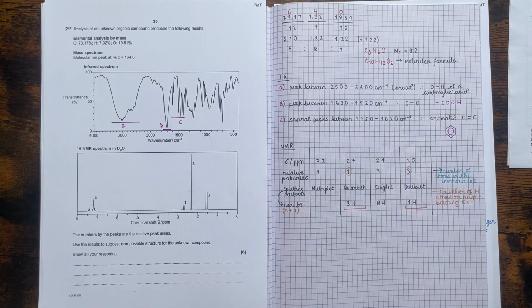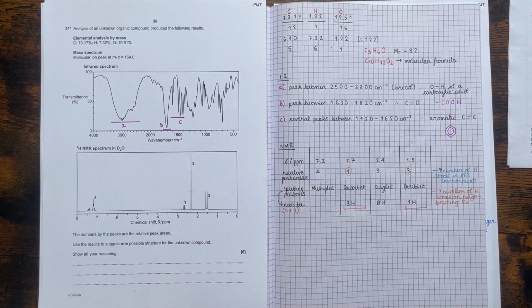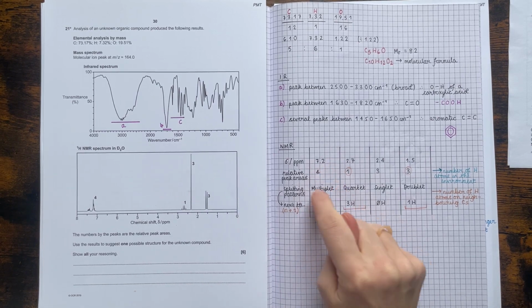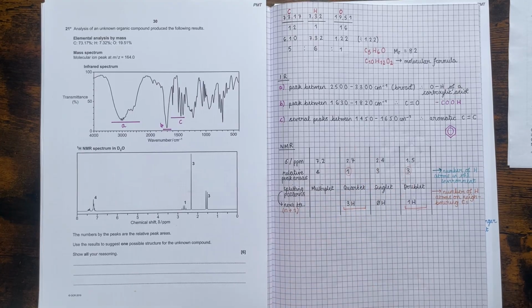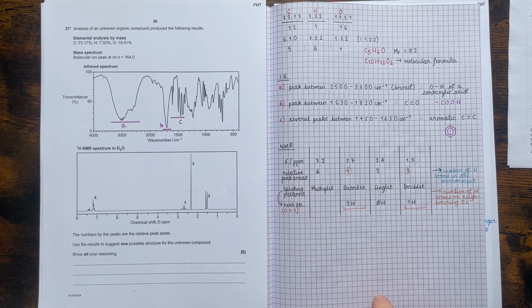Now, the next thing that I would be doing for the 4 peaks is trying to draw a bit of a fragment which matches the chemical shift values and brings in the relative peak areas, so the number of hydrogens in the environment, and then potentially starts to think about neighbouring ones as well.